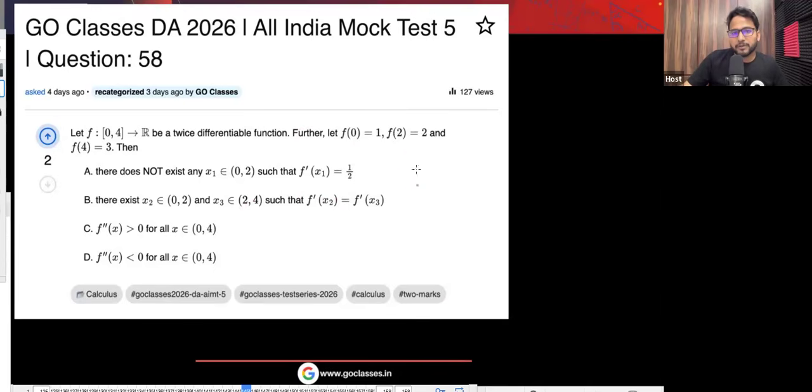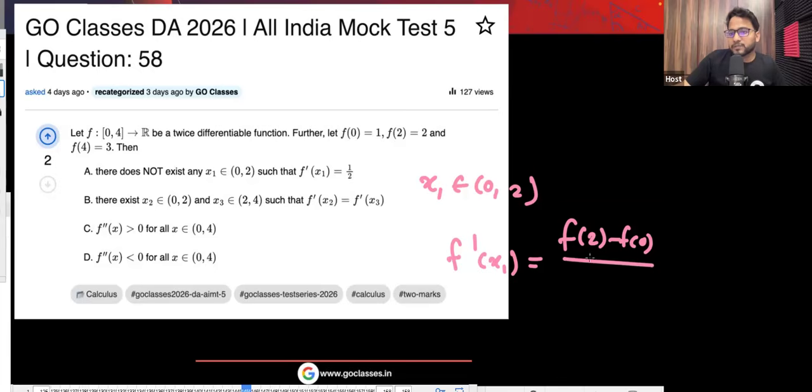So basically, between 0 and 2, if you apply, let's suppose x1 belongs to 0 to 2. Then there must exist some x1 from 0 to 2 which will follow f dash x1 equal to f of 2 minus f of 0 divided by 2. So f2 is given to be 2, f0 is given to be 1, so it will be 1 by 2. So there must exist x1 in this range such that this happens. Option A is saying there does not exist x1, so obviously option A is wrong.